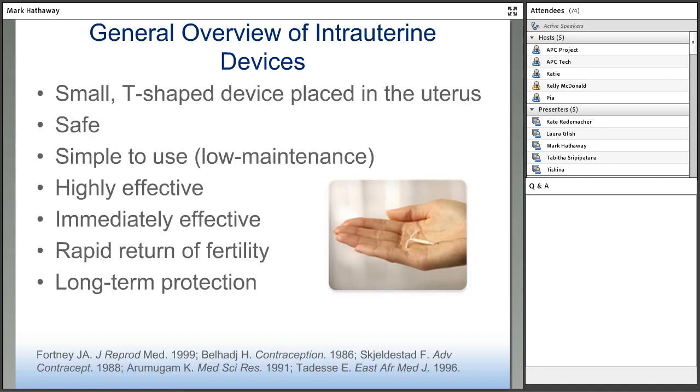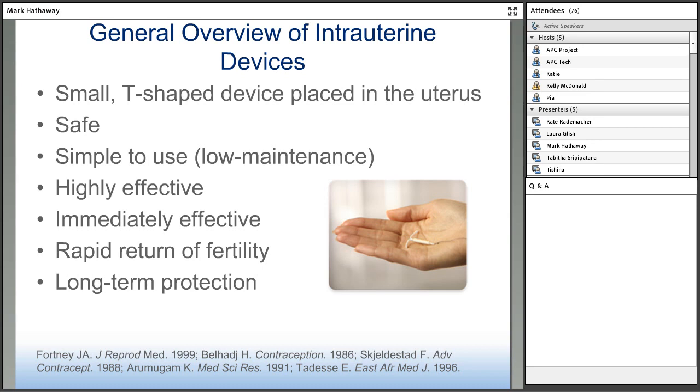In general, IUDs are small T-shaped devices that are placed in the uterus. You can see by this picture, they fit in the palm of one's hand. They're simple to use, also known as low maintenance. They're highly effective, and they're immediately effective, and they're very safe. I often use three phrases together. I say these methods are incredibly safe, incredibly simple, and incredibly effective.